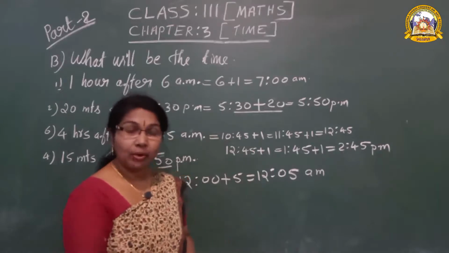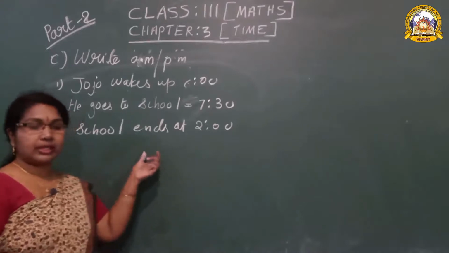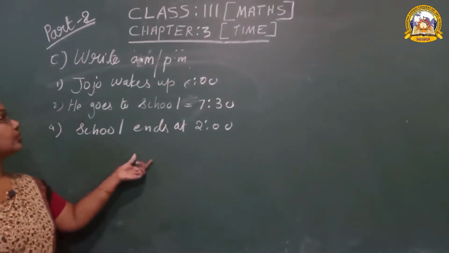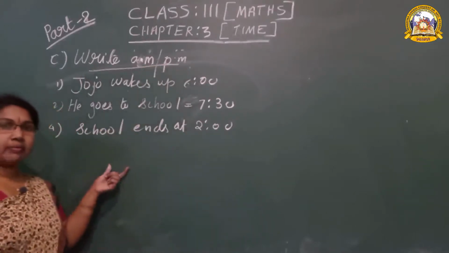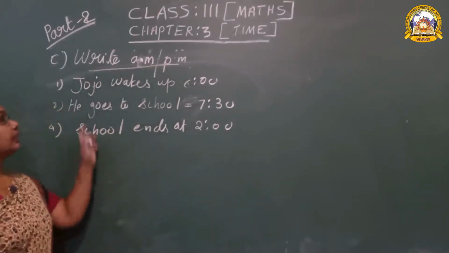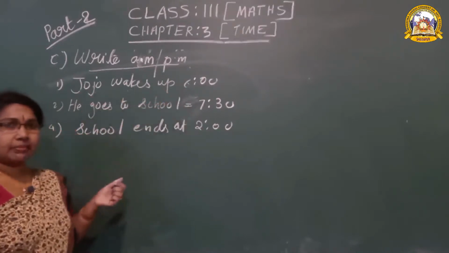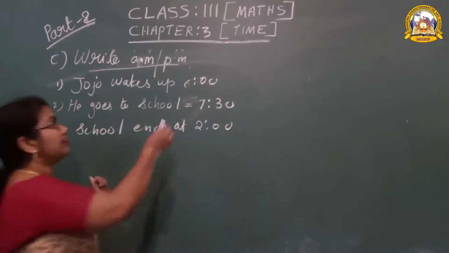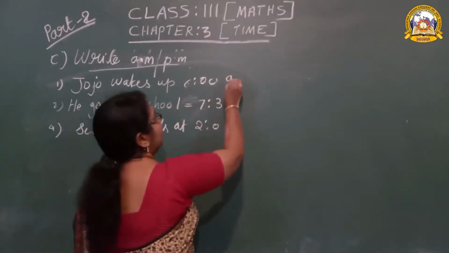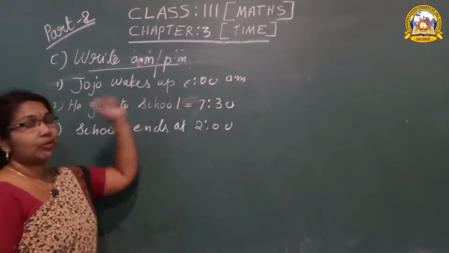Write AM or PM. This one you have to practice very nicely. Look at this exercise's last question. The time is written, you have to use AM or PM. Jojo wakes up at 6. Wakes up means waking up in the morning at 6. Is it AM or PM? You should write AM. The time is written, you only have to use the word AM or PM.